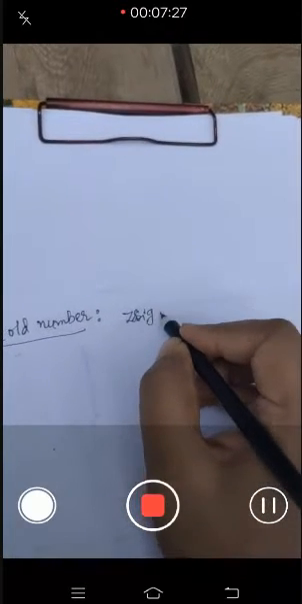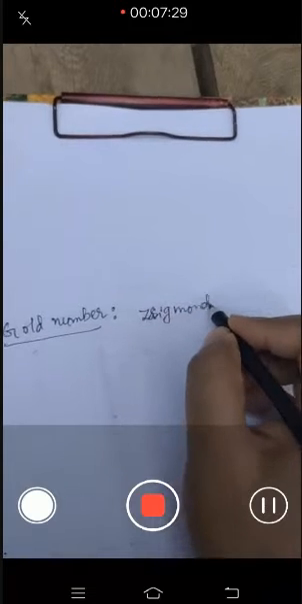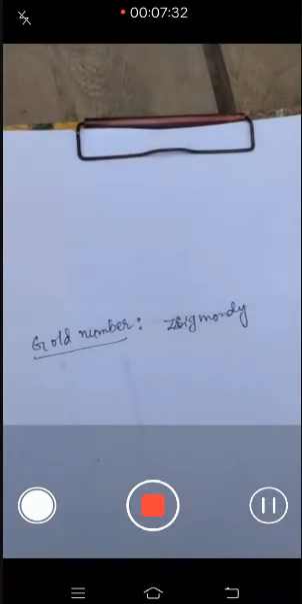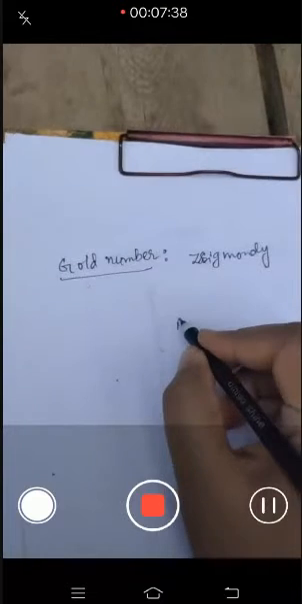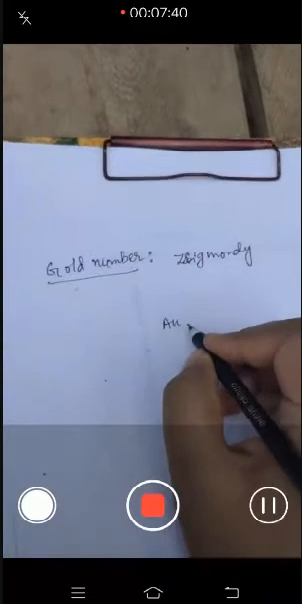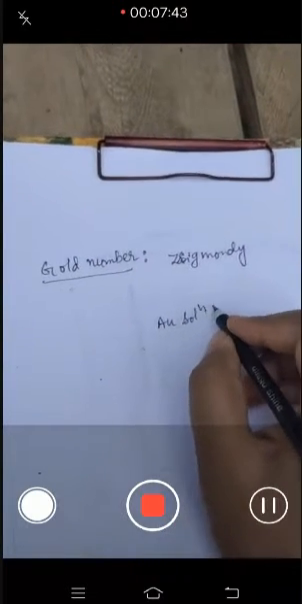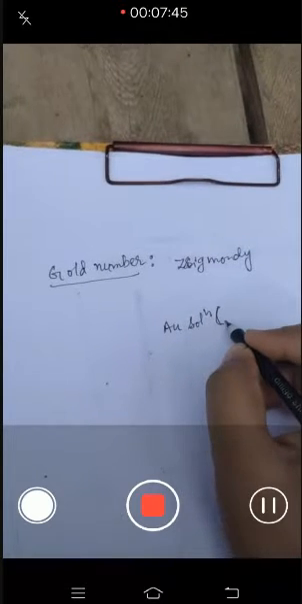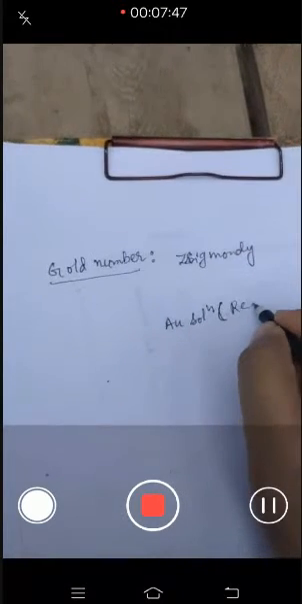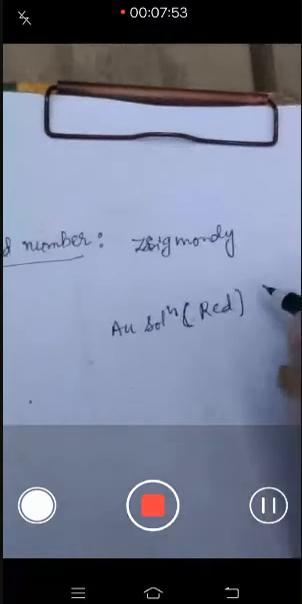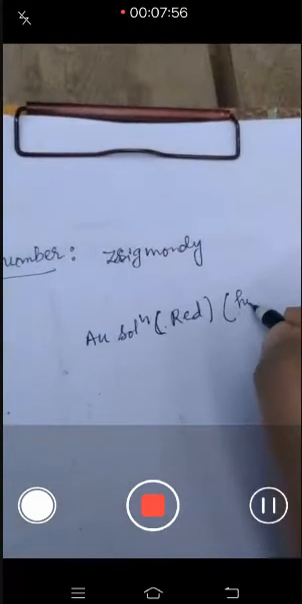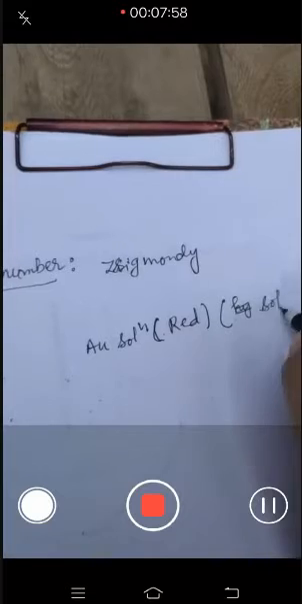So Zsigmondy gave the quantitative treatment for this protective colloids definition. He took gold solution whose color is red, and this is your hydrophobic sol. Better, it is your sol.